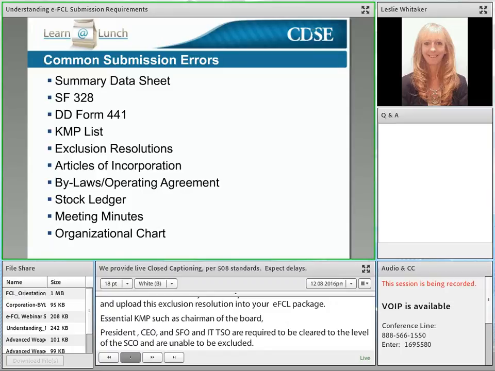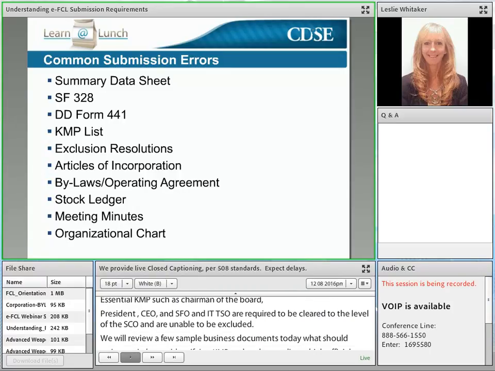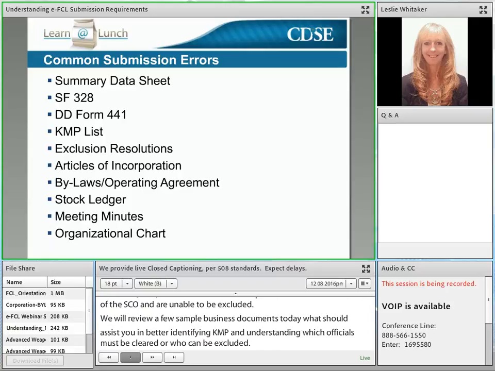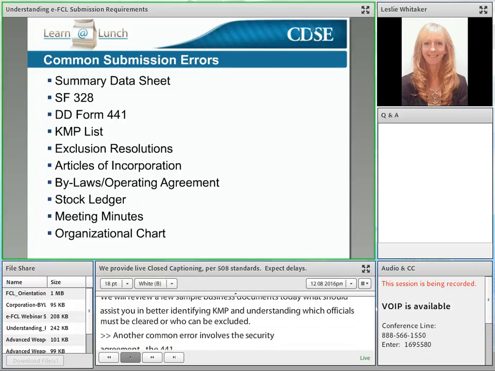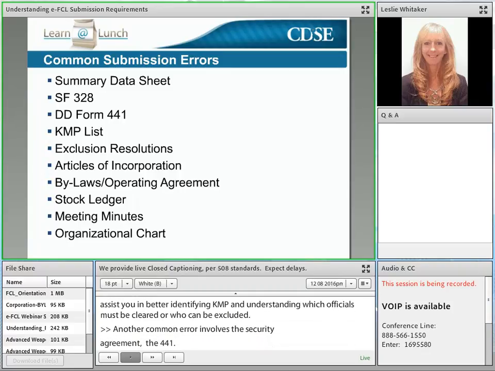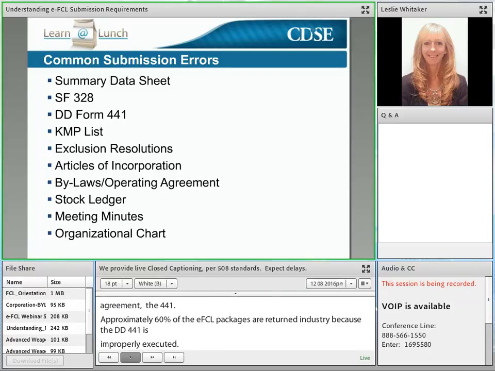Another common error involves the security agreement, the DD441. Approximately 60% of the eFCL packages are returned to industry because the DD441 is improperly executed. The DD441 forms associated with limited liability companies require at least one witness signature, and the certification portion on the bottom of this form should not be executed. This certification section should be completed for corporate entities.